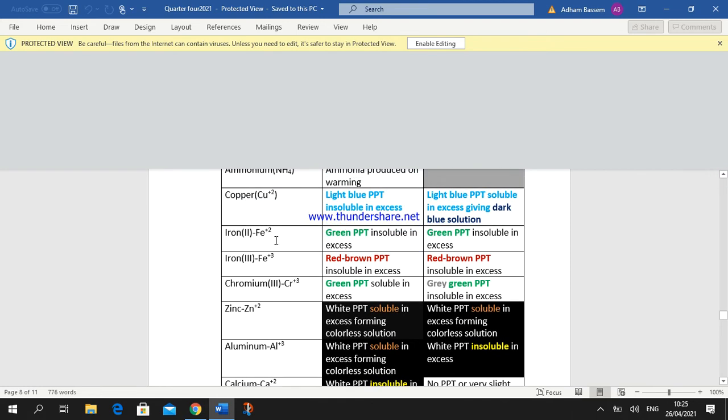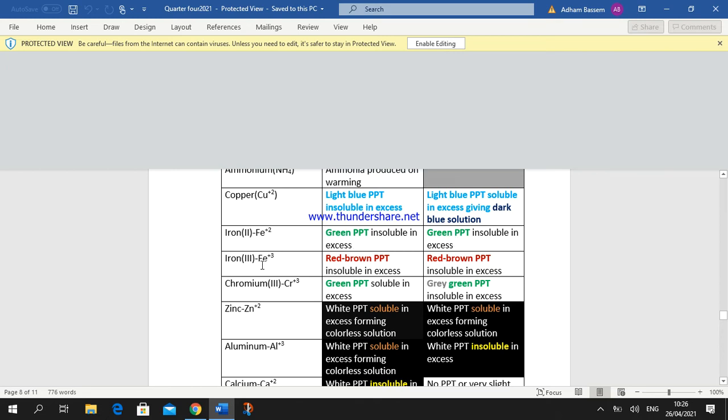We have two types of iron, iron 2 and iron 3. Iron 2 is known as ferrous, iron 3 is known as ferric. Ferrous iron, by adding sodium hydroxide, produces a green precipitate that is insoluble in excess. And by adding ammonium hydroxide or ammonia solution, ferrous iron produces a green precipitate that is insoluble in excess.